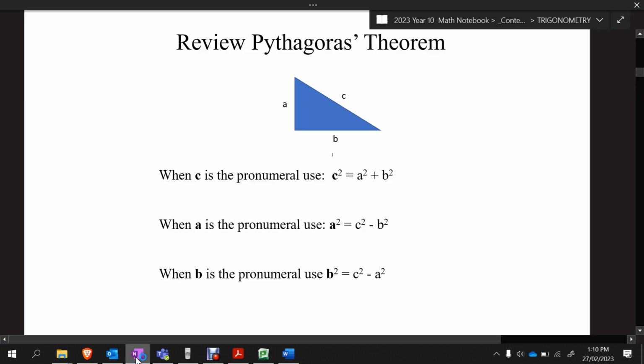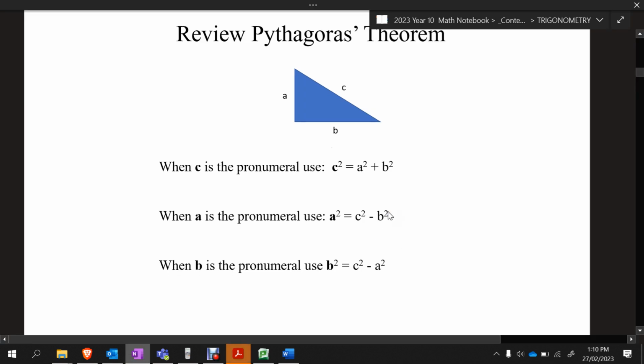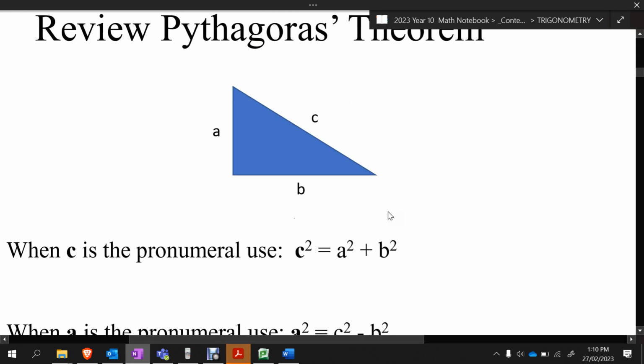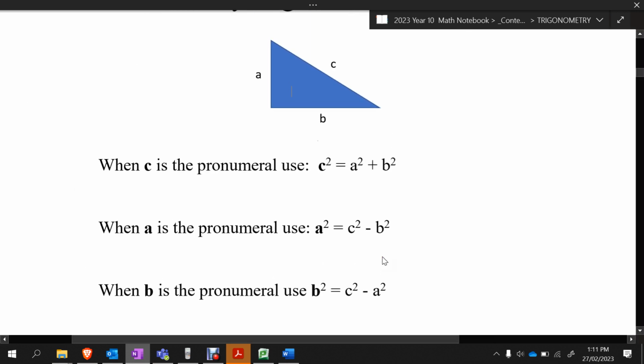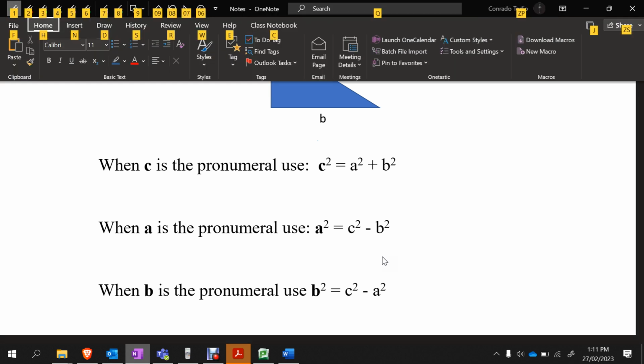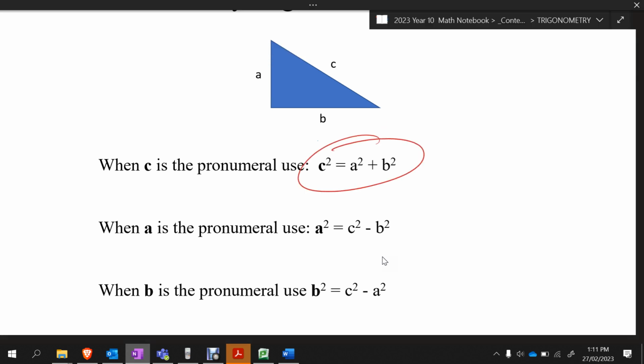Going back to this, whenever you have a triangle, always make sure you know what you've labeled each side. The longest side is always C, and the shorter sides can be either A or B. What really matters is that the longest side is always labeled C. From there, whenever you're looking for an unknown side, just refer back to the formulas we've given you. There's three. You've got this one, which is the normal basic Pythag formula. This second one is if you have A that's missing. So if you don't have A and you're looking for it, then you use this formula.